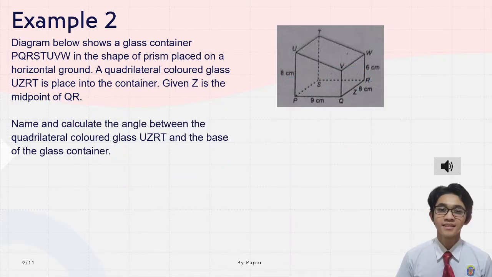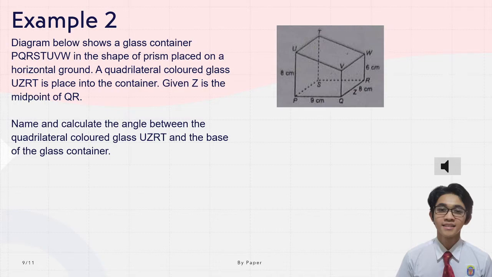For example 2, the diagram below shows a glass container TQRS TUVW in the shape of a prism placed on a horizontal ground. A quadrilateral colored glass UZRT is placed into the container. Given Z is the midpoint of QR. Name and calculate the angle between quadrilateral colored glass UZRT and the base of the glass container.